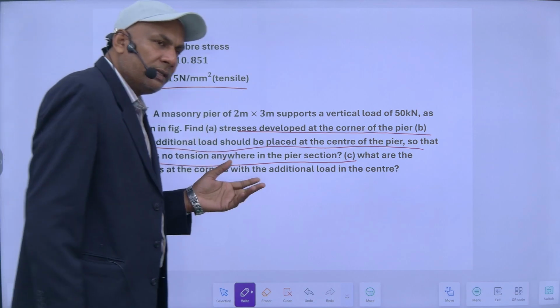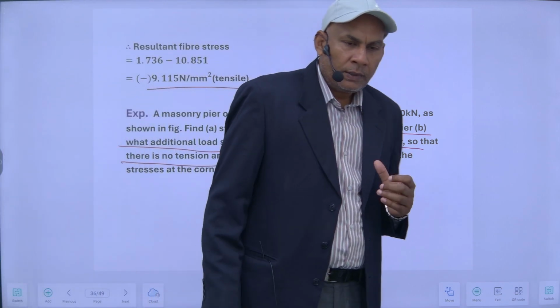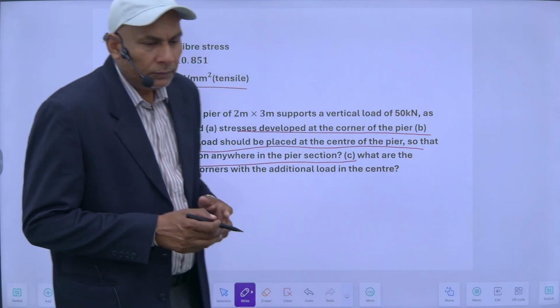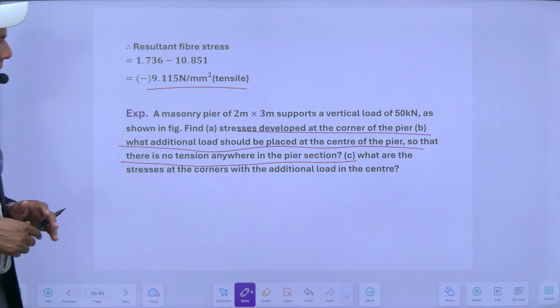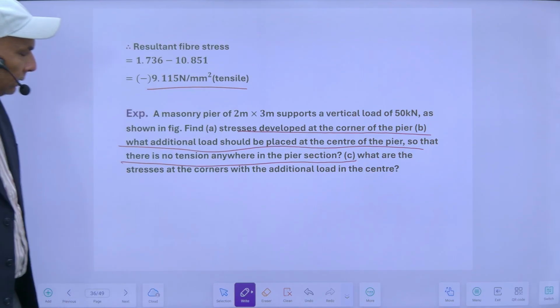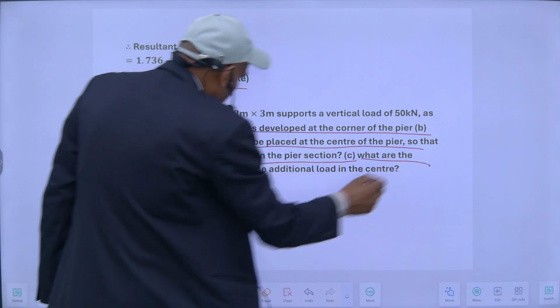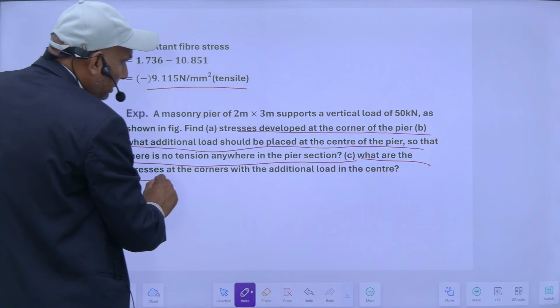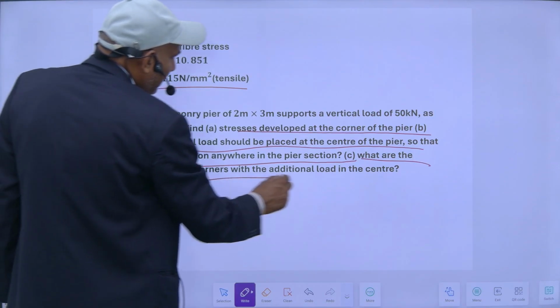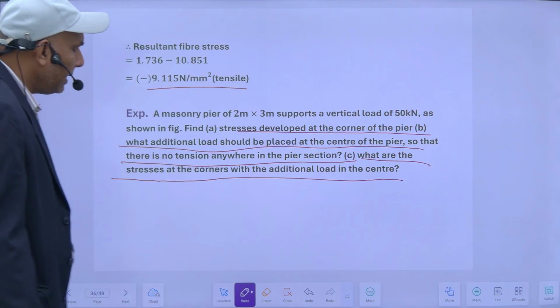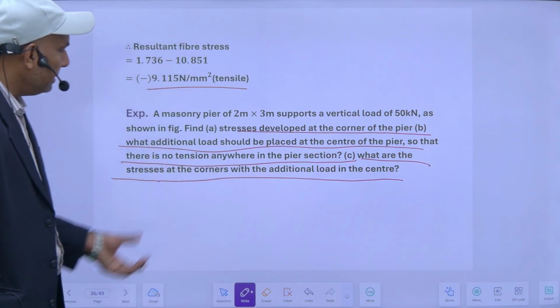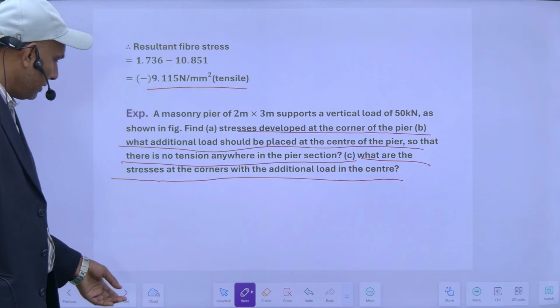Suppose in the first case there is tension at any of the corners. So if I want my tension to be 0, then how much additional load is required to be placed? Third, what are the stresses at the corners with this additional load? So with this additional load, what will be my final stresses? So there are 3 things. Let's focus on the first one.